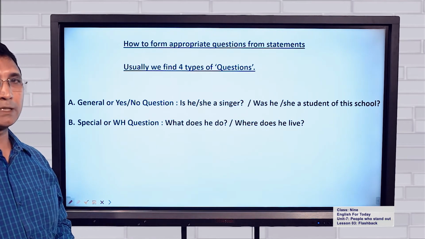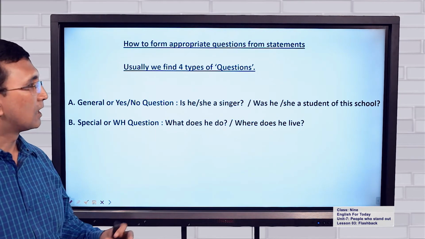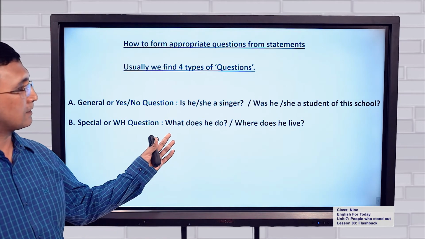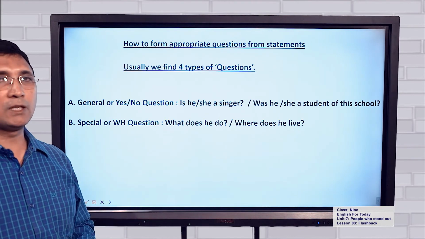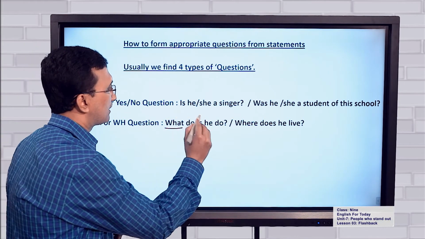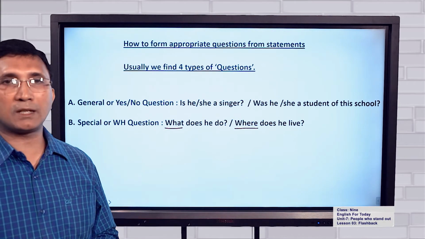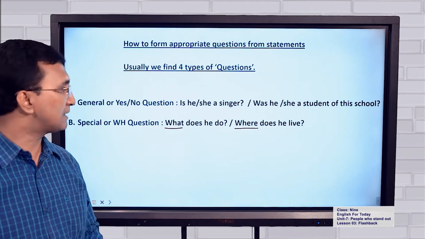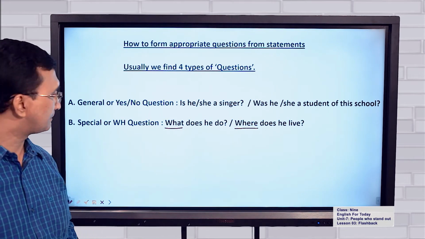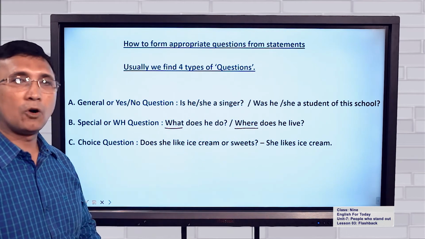Second type of question, it is called special or WH question. What does he do? Where does he live? Dear students, see, in the given 2 questions, we have the use of special words. What are these? What? Where? So, we know when we prepare any question with WH words, it is called a special or WH question. Let's see the third type of question, choice question. One example has been given for you. Does she like ice cream or sweets?